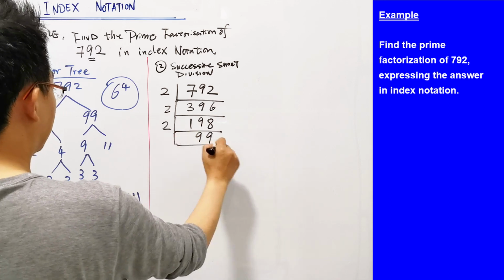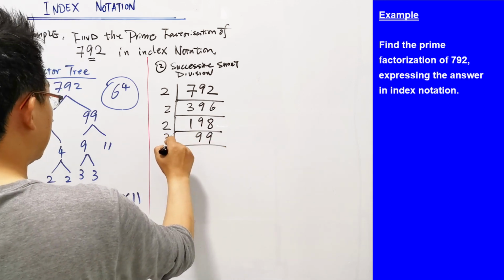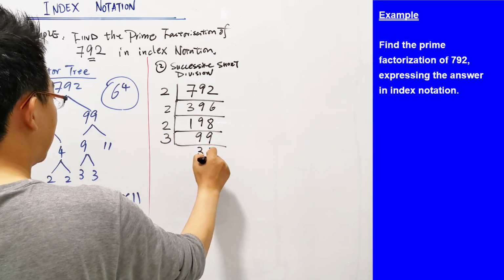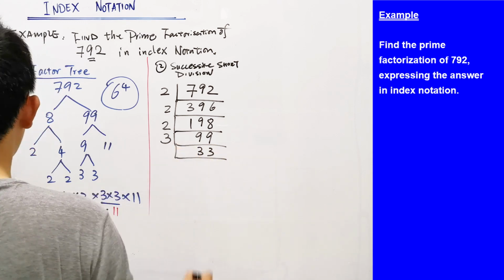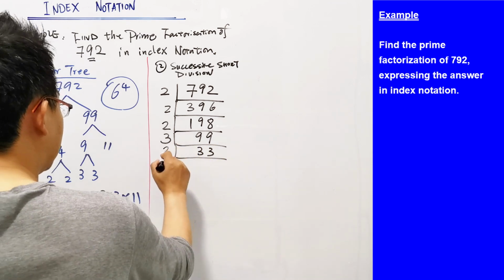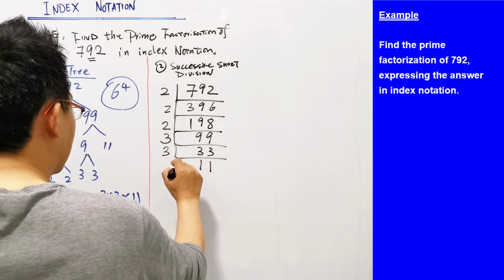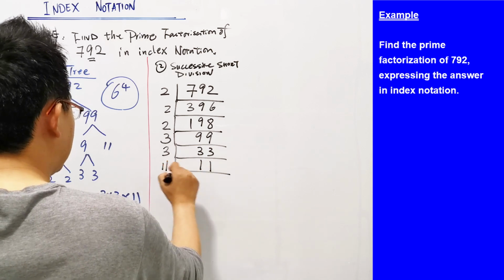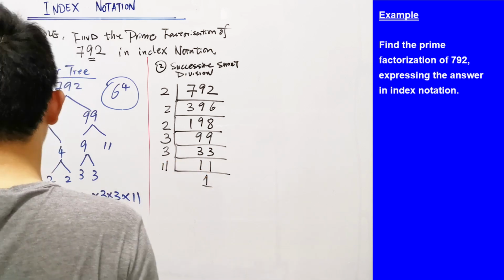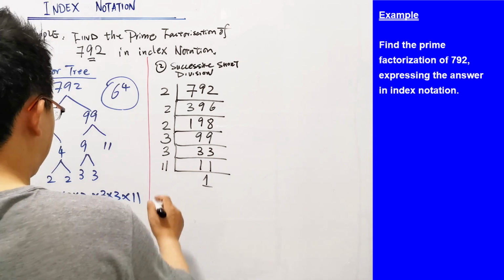Okay, so that's good. Let's continue. Can we put a 3 here? So we get 3, 3, right? Let's continue. Can we put another 3 here? Yes, of course, we can put 11. So afterwards, can we put 11? So we got a 1, right? Okay, very good. Now we find the answer.